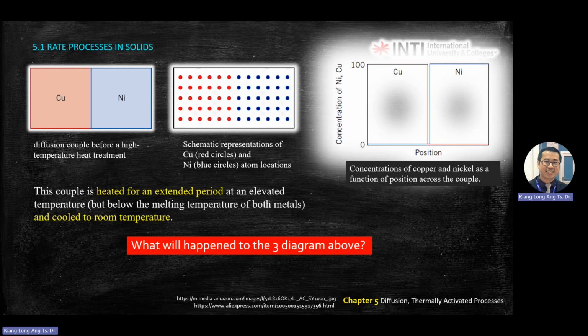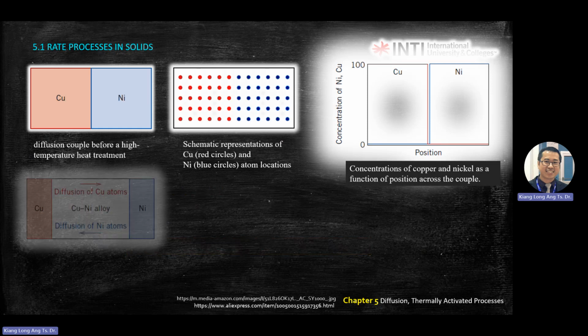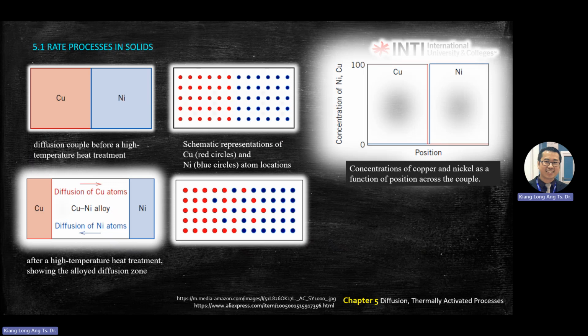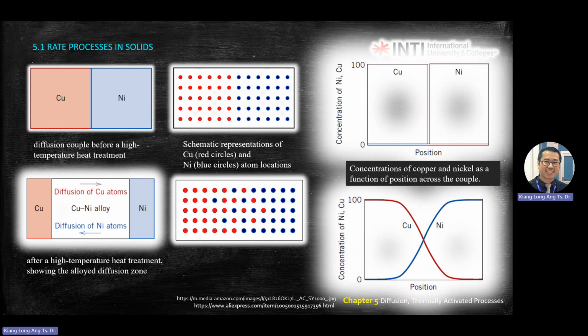So when you heat it up, the diffusion happens. Copper will go into nickel, nickel will go into copper. Okay, this is on the left diagram. What about the schematic presentation? The red will go into blue, and they will exchange position. Right, they will exchange position, and the graph will look something like this. You will go 100%, and then you will slowly, in a curved form, reach 0%.